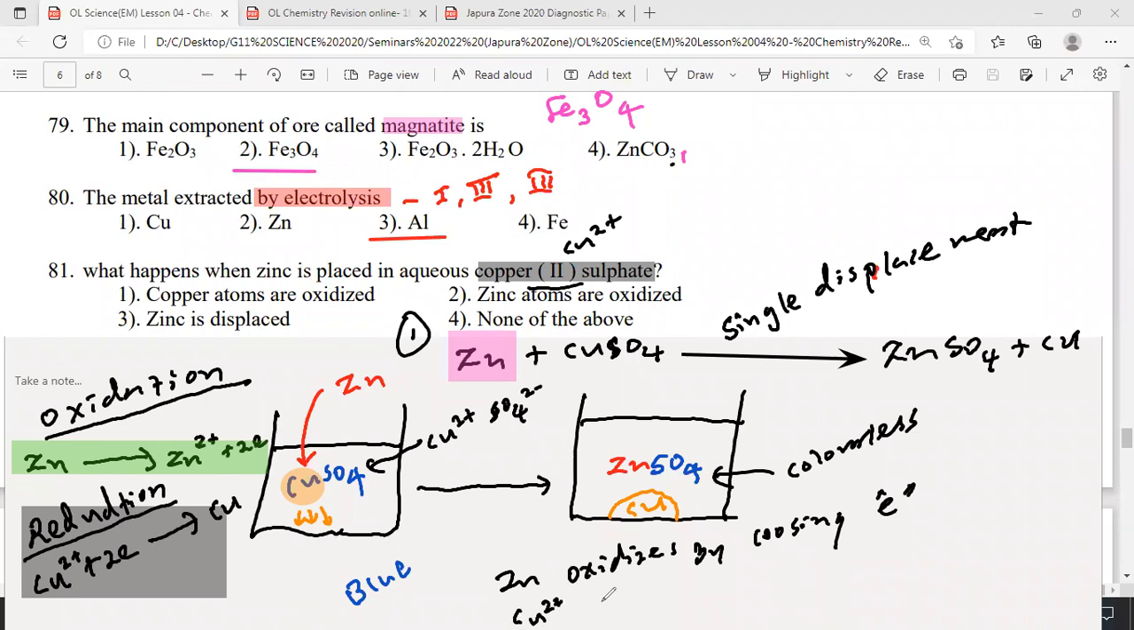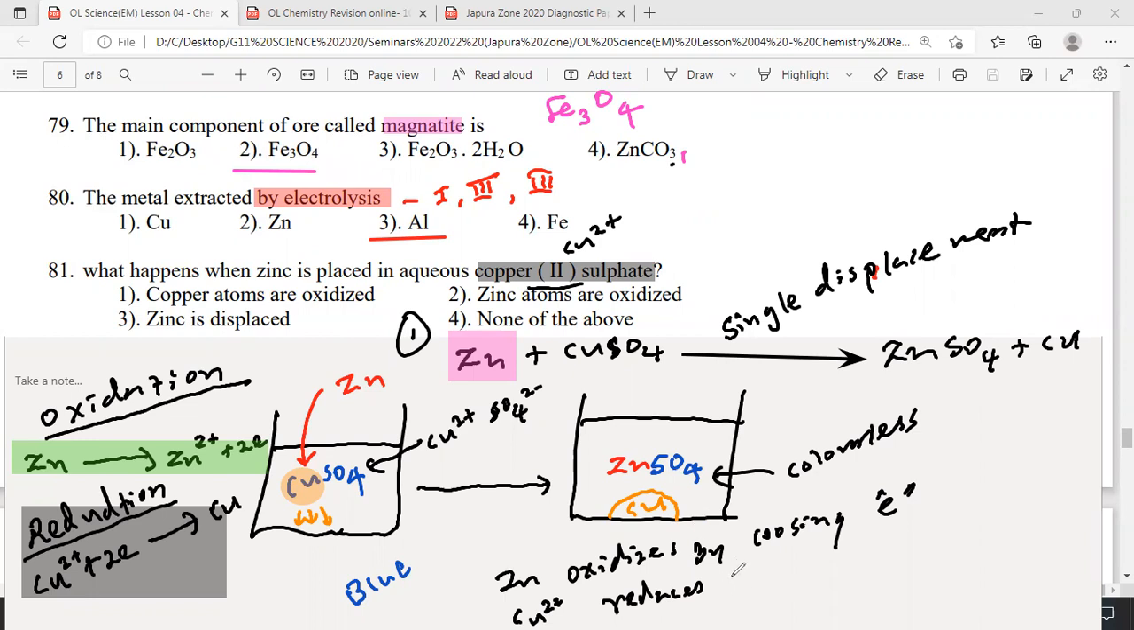Cu2+ gains electrons and undergoes reduction. So I'll write copper reduced, parallel to the previous statement. Copper reduces. Sometimes you might be wondering why losing is plus and gaining is minus. But here reduction is gaining, not losing.